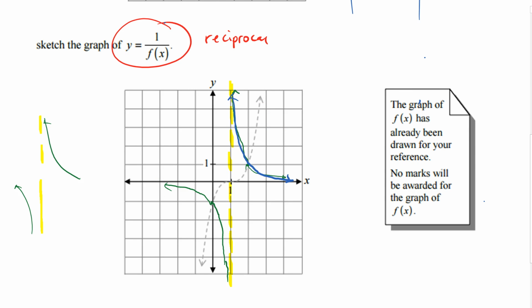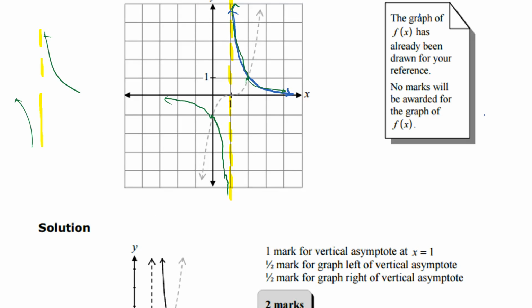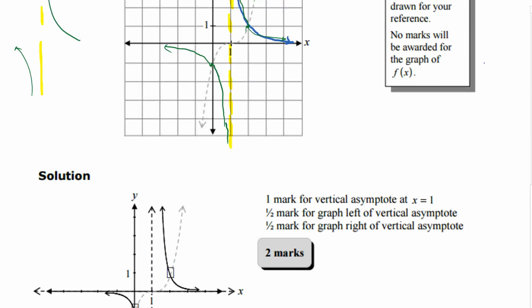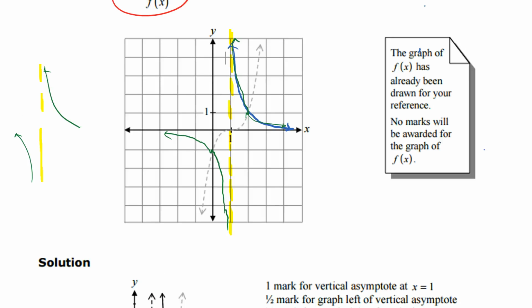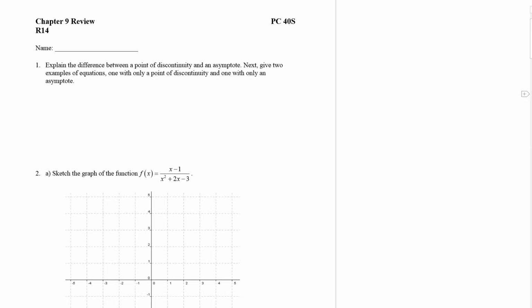If I scroll down, this is the way the marks were for the marking guide. You get a mark for the vertical asymptote, so you need to draw in the vertical asymptote, and you get a half a mark for the general shape to the left and for the general shape to the right. So as I said, I'll give you another sort of similar one to this, and I'll say, can you please draw the reciprocal for it? Okay, and like I said before, I wouldn't worry about doing the oblique asymptote or that review afterwards.